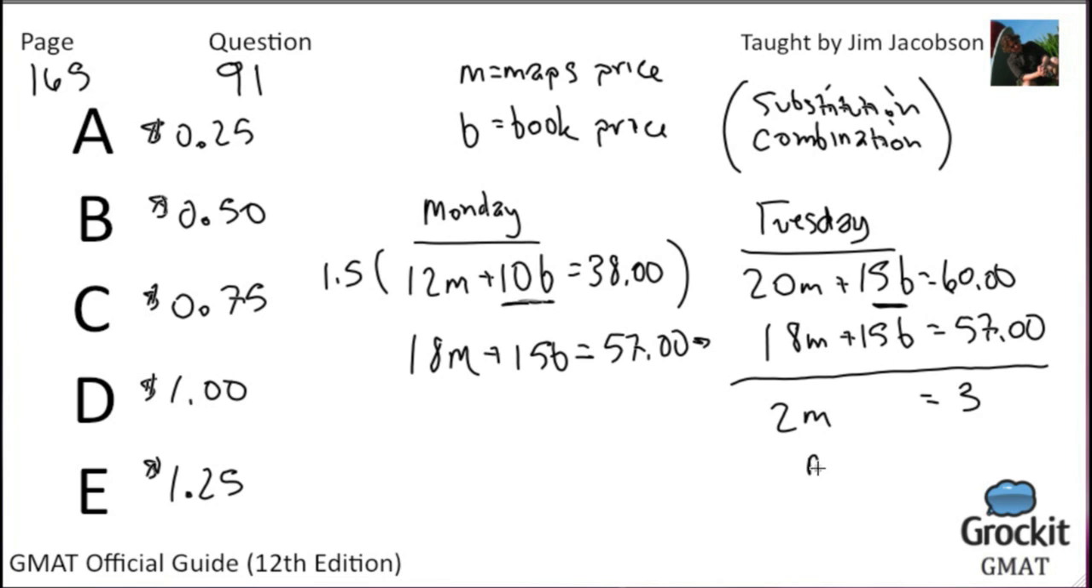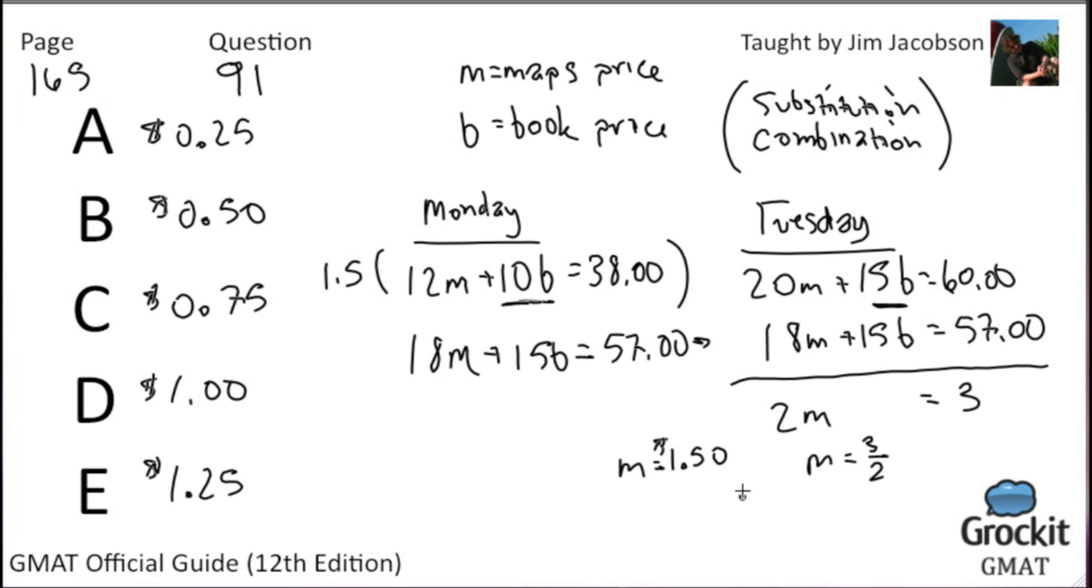So m equals 3/2. Of course, we're not dealing with fractional dollars. We're dealing with decimal dollars, as we remember from our answer choices. So m really then is $1.50. That's 3/2 of $1 equals $1.50. Of course, we're not solving for m. We're solving for the difference between m and b.